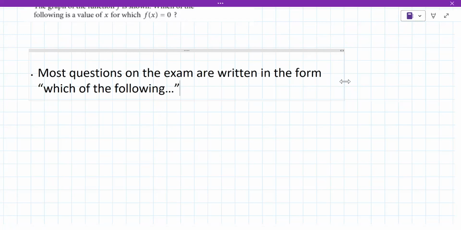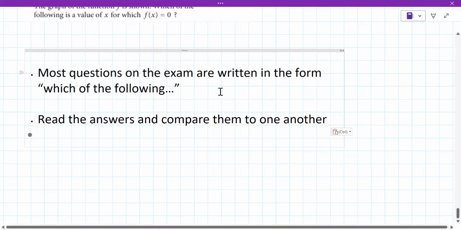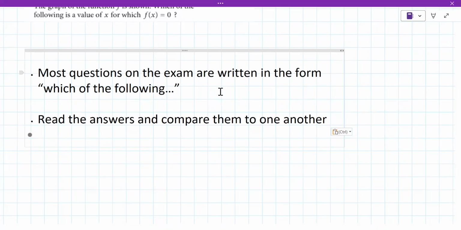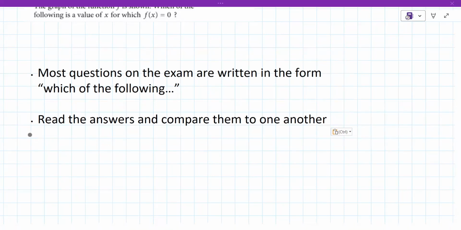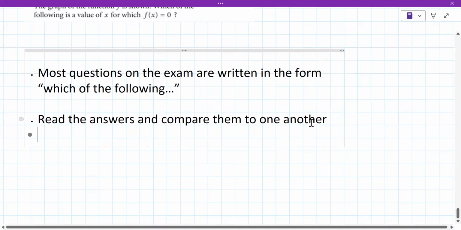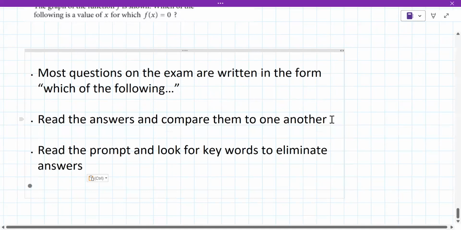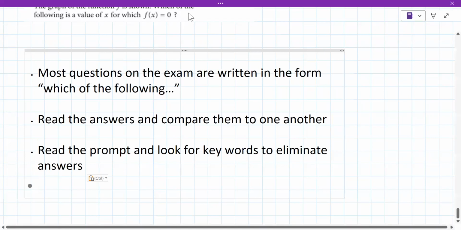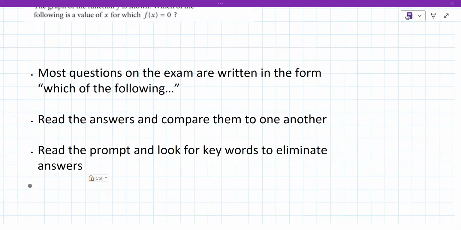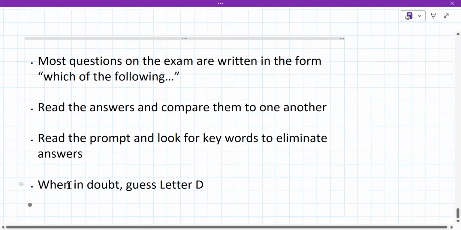Which of the following? And that really requires you to read the answers and compare them to one another. Works better with wordy answers where there's an increase, a decrease, an up, down, left, right. And then you can decide, what do I actually need to go back and look for? We did a problem where you didn't even need to read it, but sometimes it tells you, you better go back and find this thing. And that helps you to eliminate some answers or not. And we just mentioned this last point. When in doubt, guess letter C.